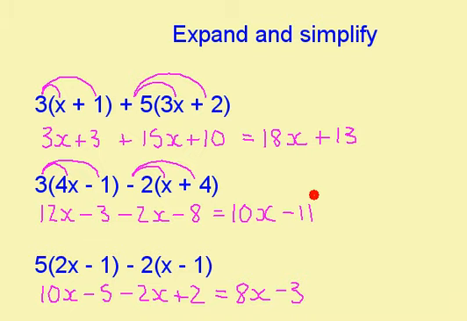On the last one, 5 times 2x is 10x, and 5 times minus 1 is minus 5. Minus 2 times x is minus 2x, and minus 2 times minus 1 is plus 2. Putting it together, 10x minus 2x is 8x, and minus 5 plus 2 is minus 3.